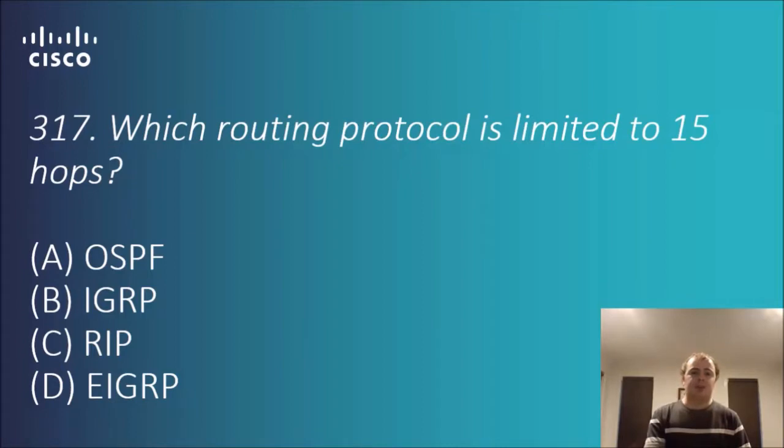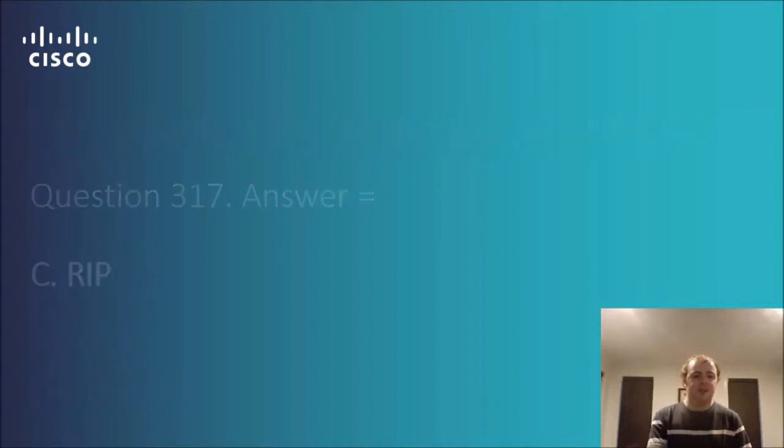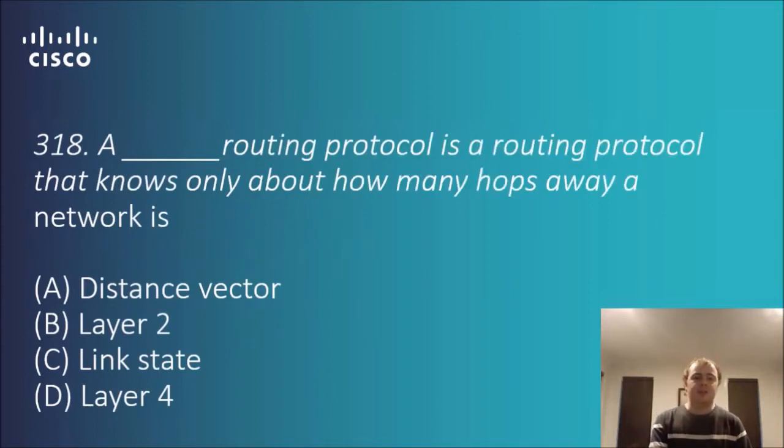317, which routing protocol is limited to 15 hops? We've got OSPF, IGRP, RIP, and EIGRP. Okay, so again, this would be simply looking at the textbook and a bit of memorization here. The answer here is C, RIP. So that's all I can handle.